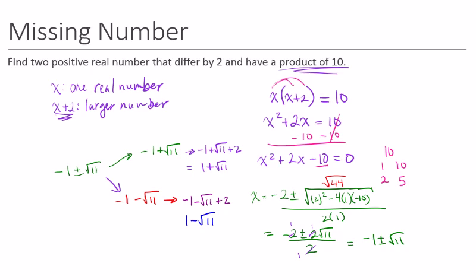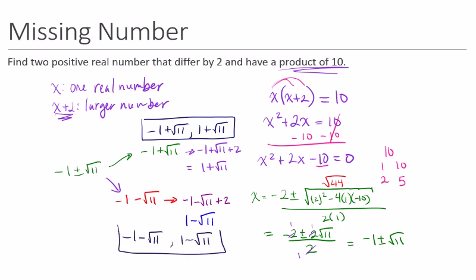So it could be negative 1 plus root 11, which is the smaller number, and then 1 plus root 11 is the bigger number. Or the two numbers can be negative 1 minus root 11 and positive 1 minus root 11. All right. Okay, and remember, they're positive real numbers. So those are two sets of positive real numbers that differ by 2 and have a product of 10.